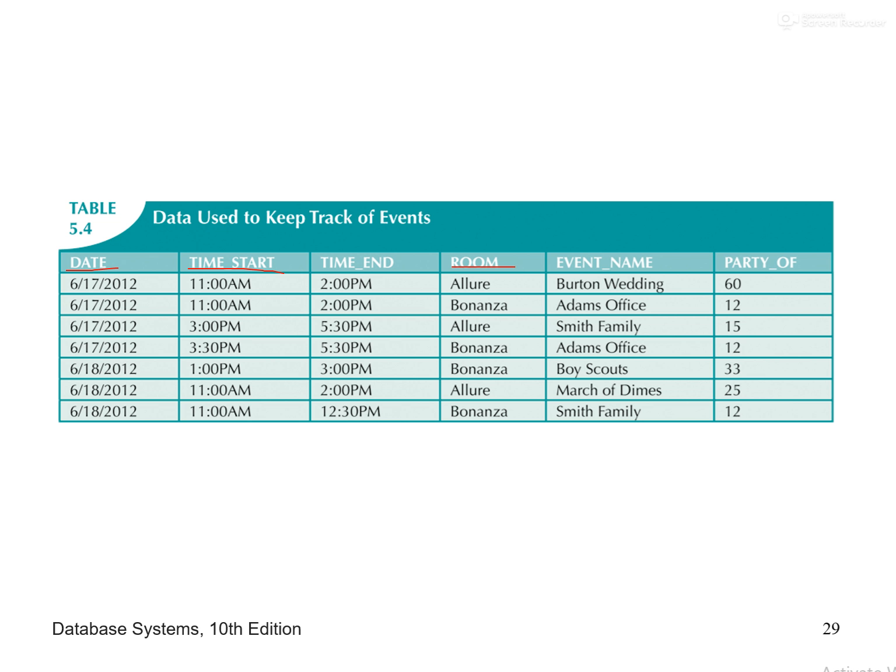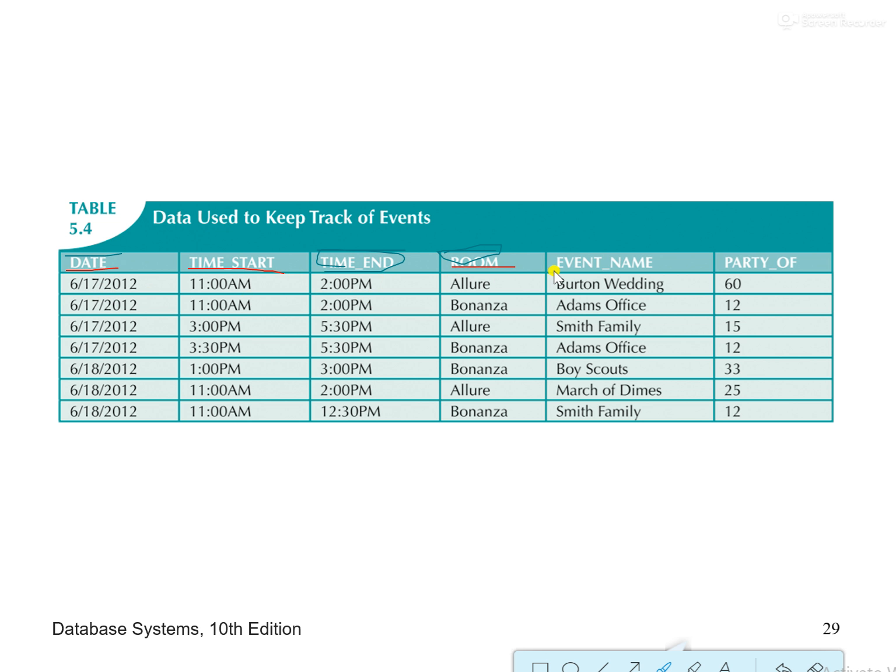Another possible key for this table can be, I will highlight in a different color, date, time end and room. Okay, date, time end and room. So we have two possible candidate keys over here: one is date, time start, room, or date, time end and room. Now you can see it is a composite key that consists of 3 attributes.